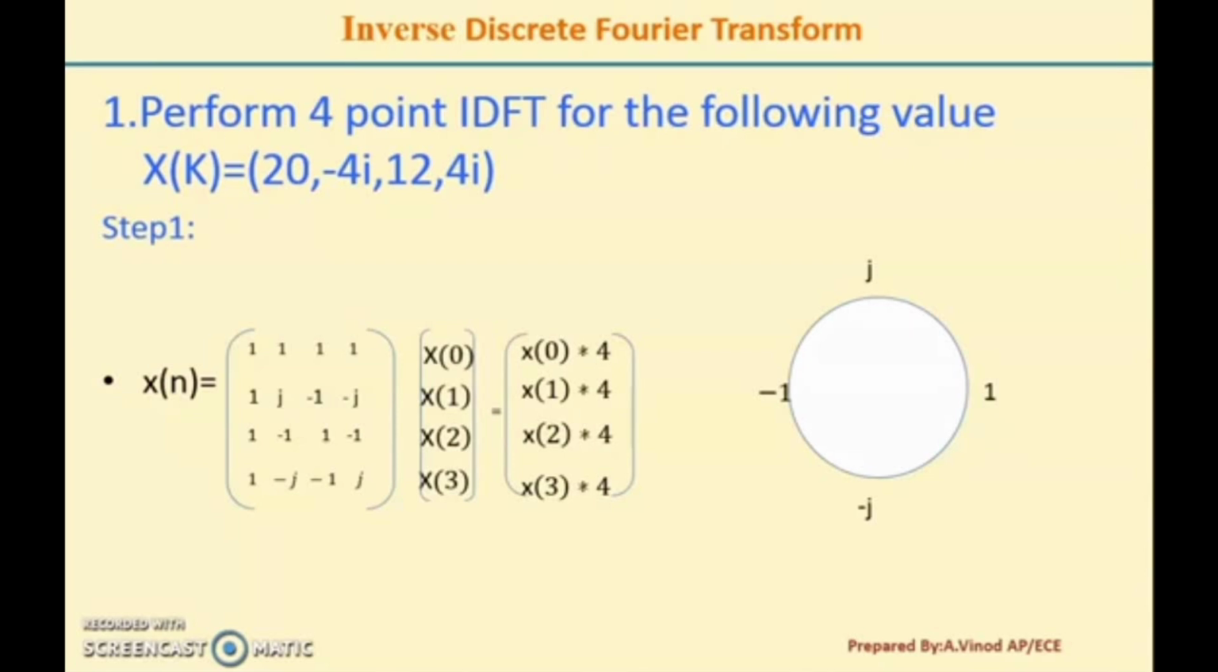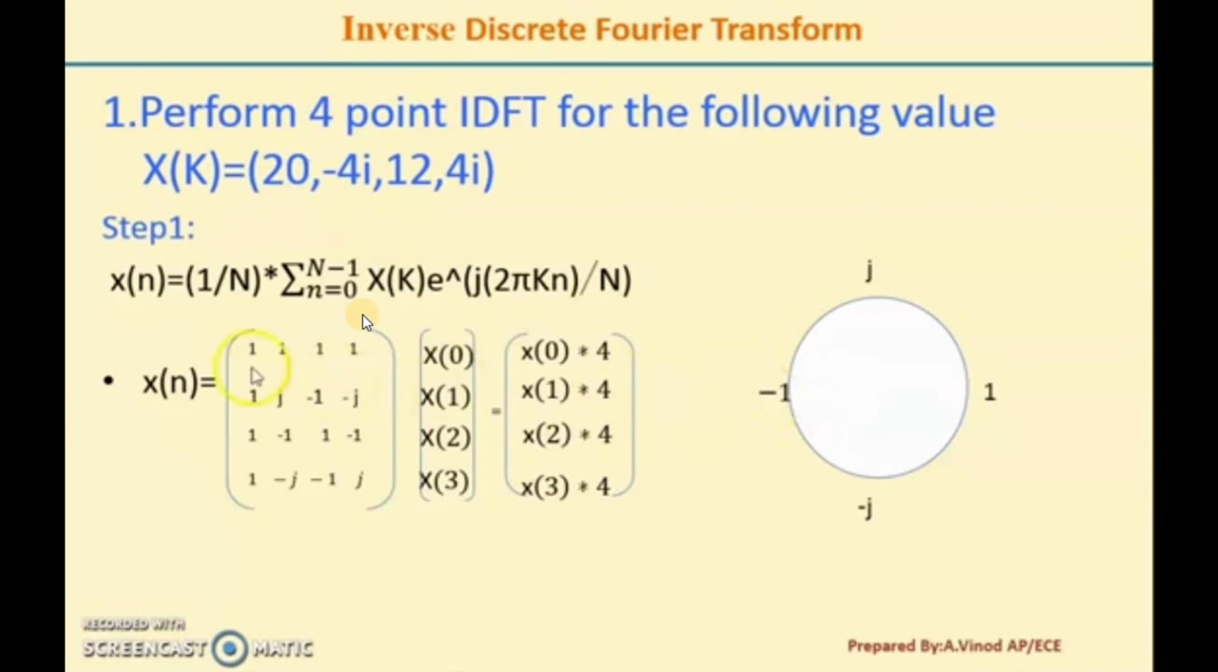Here you can see this is a unit circle, and the values are 1, minus 1, j and minus j. And you know the formula for the IDFT, so note down that formula. In order to find the value of x of n, the formula is 1 divided by N into the summation, k equal to 0 to N minus 1, X of k e power j 2 pi k n divided by N. Here the minus sign is missing.